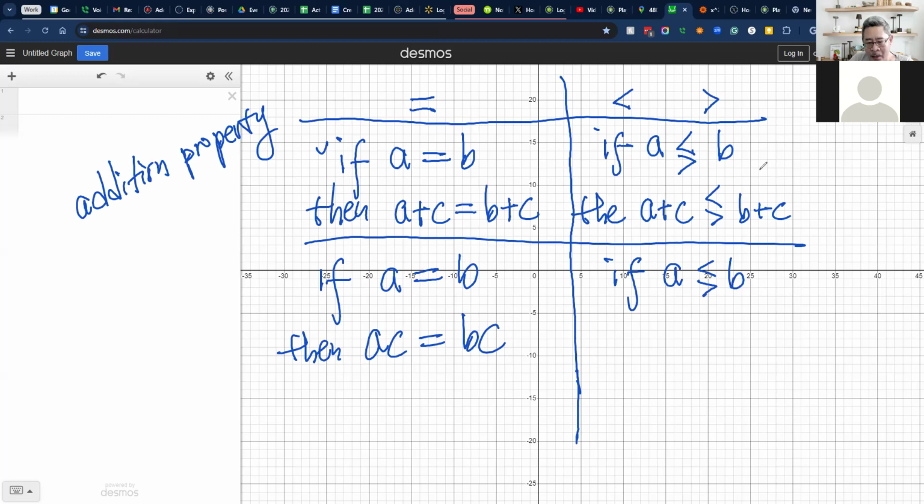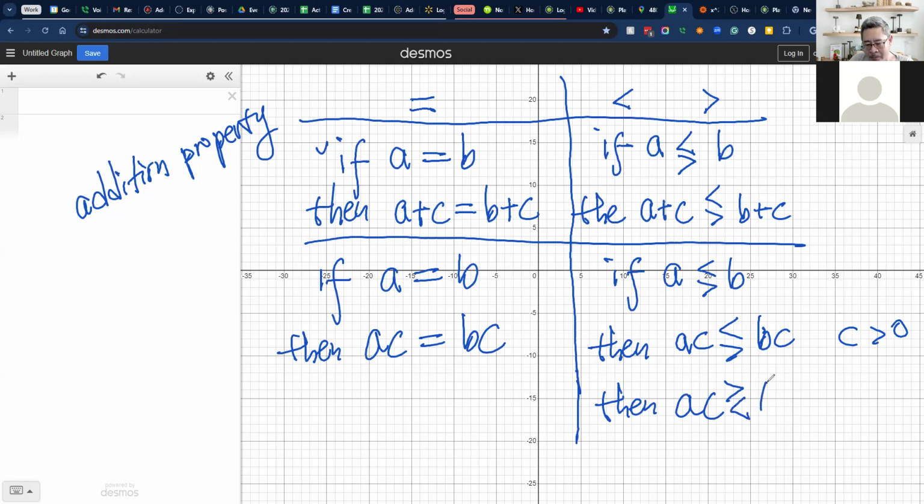Now the inequality has two situations. One is if C is greater than 0. If C is greater than 0, then this still holds. But if C is less than 0, then we have to flip it.